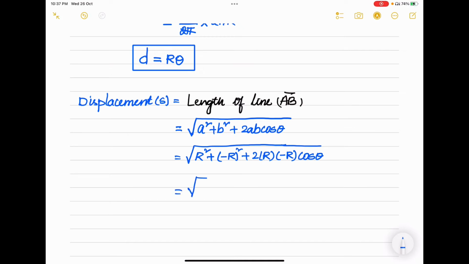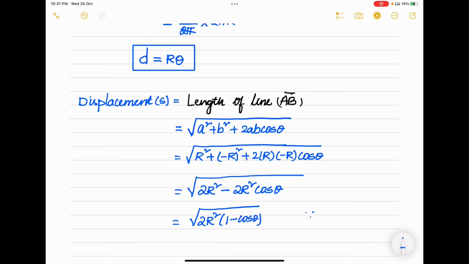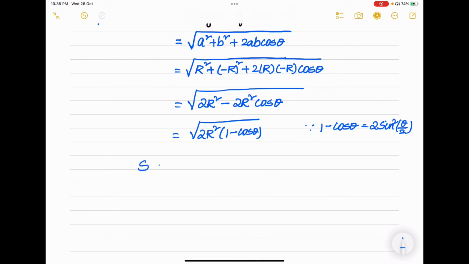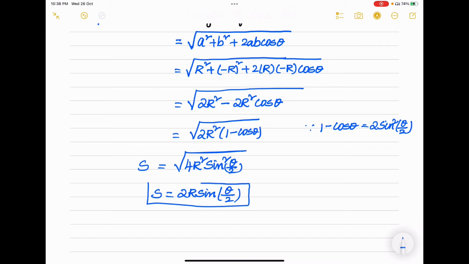So that is equal to 2r square minus 2r square cos theta. I can take 2r square common. From trigonometry we get 1 minus cos theta, and 1 minus cos theta takes the value of 2 sin square theta by 2. Substituting in the given expression, we get S is equal to root over 4 r square sin square theta by 2. Under the root we eliminate all the quantities which are squared. Therefore S is equal to 2r sin theta by 2. So this is the formula for displacement for any angle theta.